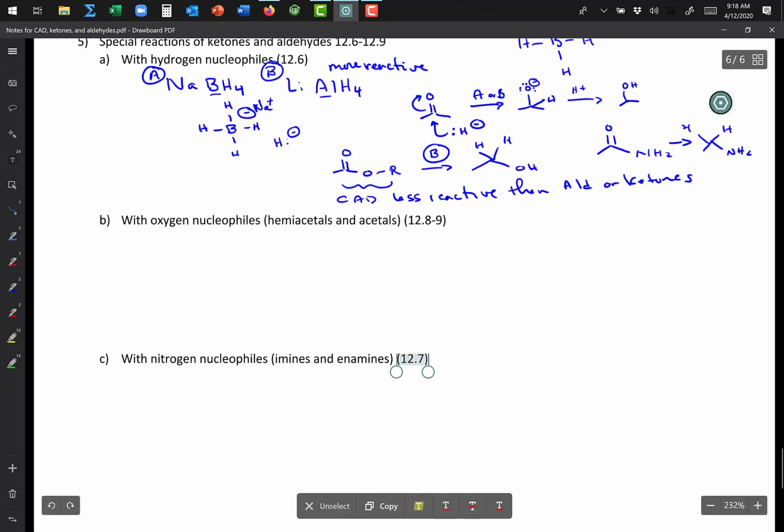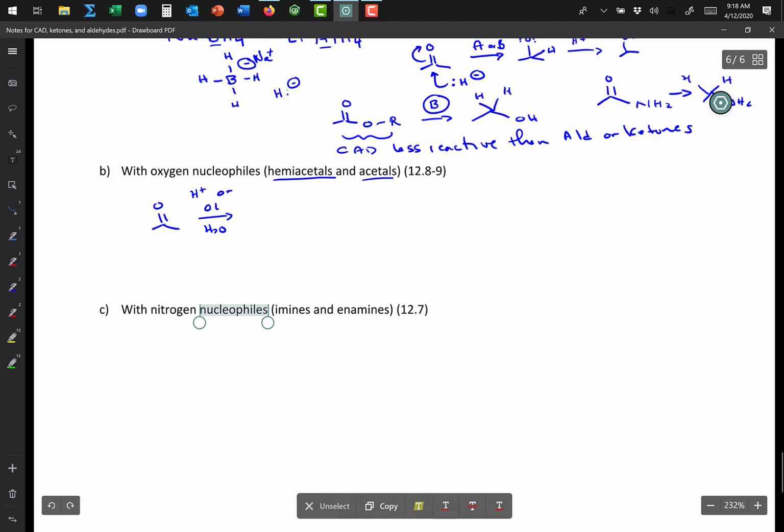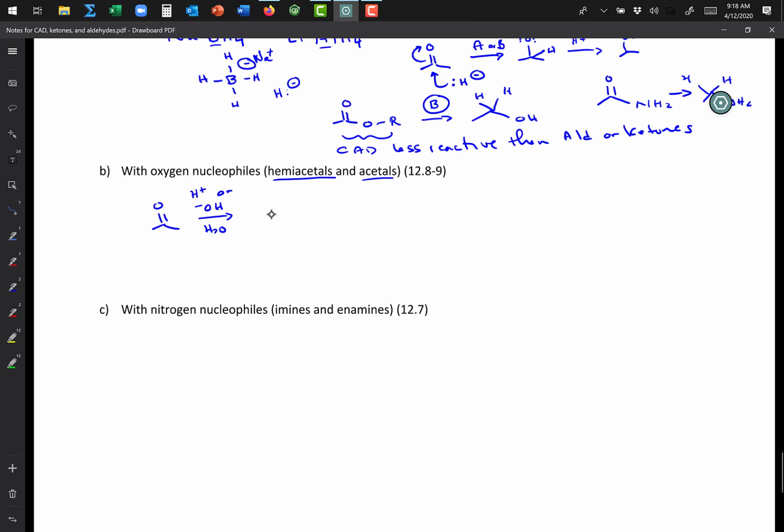So those are some of the hydrogen nucleophile reactions. There's also oxygen nucleophiles, which are important in sugar chemistry, and that involves the formation of something we call hemiacetals, which is half an acetal, and then there's acetals, and I'll show you what that means in a second. So when you have, let's say, a ketone, and you put it in water, this could be either acid or base catalyzed. So there's two ways to do this. What you can do is you can form this.